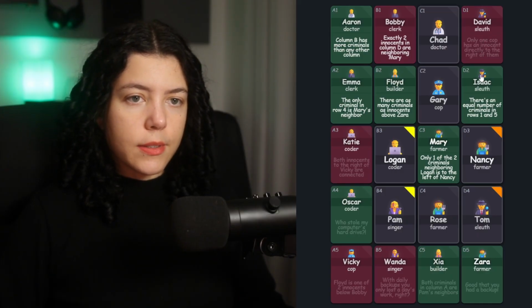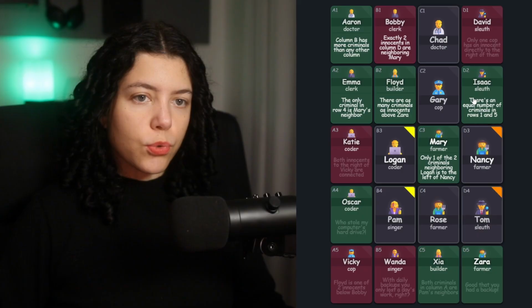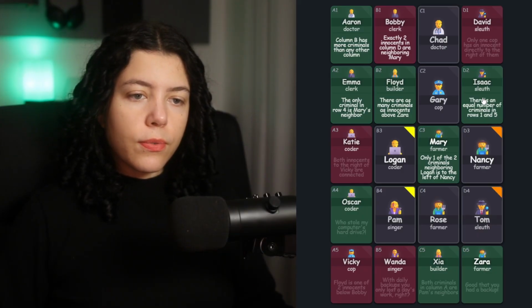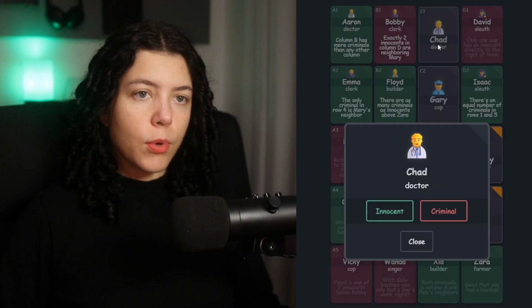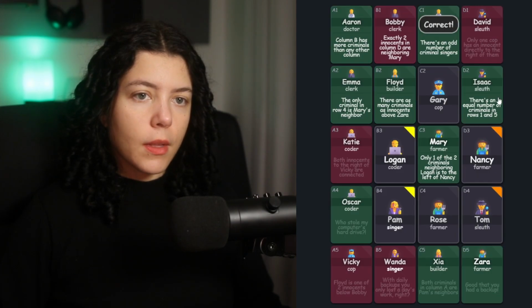Isaac now tells us that there is an equal number of criminals in rows 1 and 5. I know the total for row 5. There's 2 criminals in row 5, so there has to be 2 in row 1, and there already is. There's Bobby and David, so Chad, the only person left in row 1, is going to be an innocent. We don't need Isaac's clue anymore.